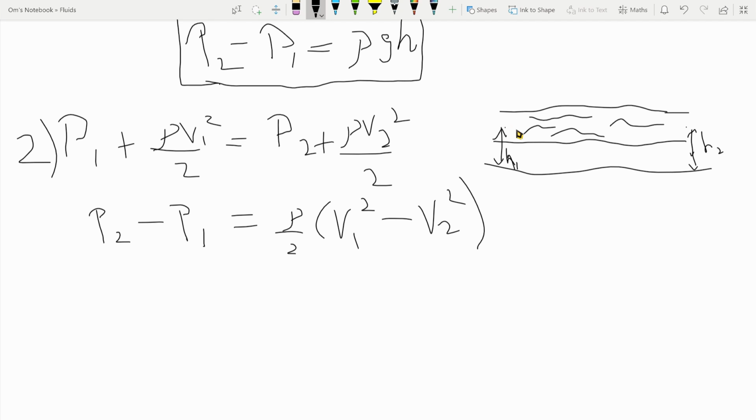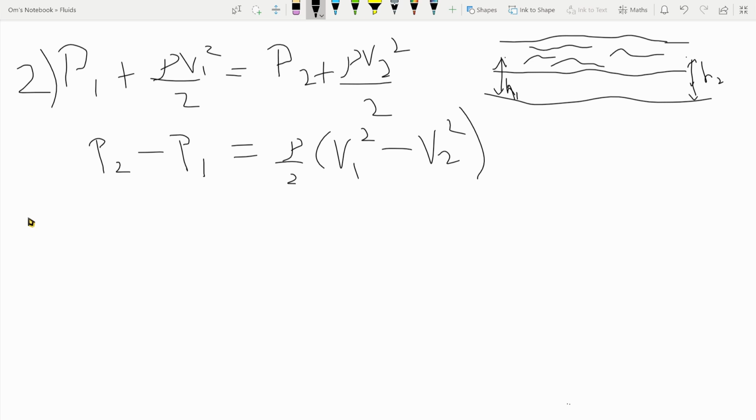So as a general statement, when the heights are the same, if the pressure is lower, the velocity has to be higher, and if the pressure is higher, the velocity has to be lower. So this general fact holds true whenever the heights that you're comparing the two fluid points are the same. So that is, well, yet another interesting outcome.